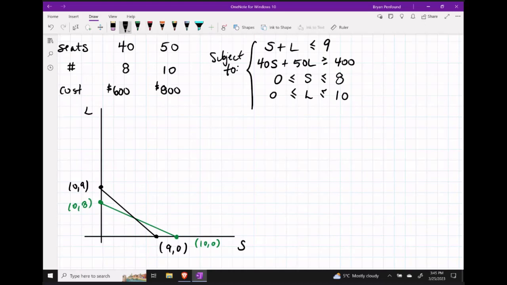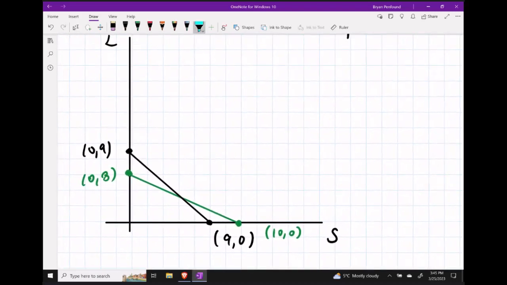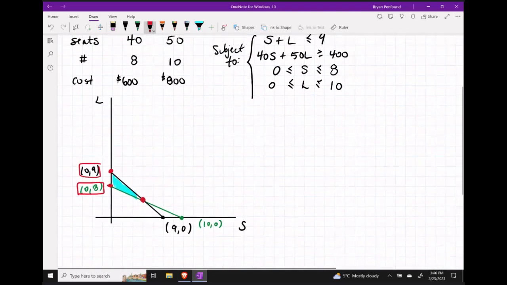For S plus L is less than or equal to 9, we're looking at the region underneath the black line. And for 40S plus 50L bigger than or equal to 400, we're looking at the region above the green line. So a little bit hard to see, so I'm going to zoom in and highlight the feasible region. It's going to be this region in here. Okay, and that means that we have 3 corner points. We have one here at 0, 9, we have one here at 0, 8, and we have this third corner point here that we are going to need to determine.